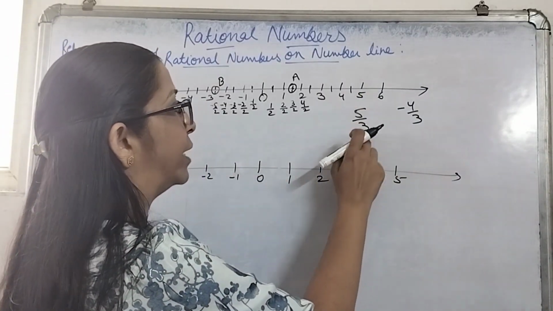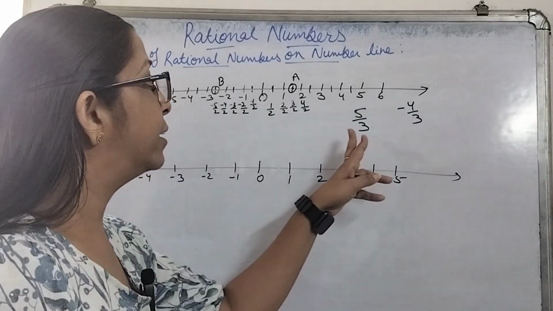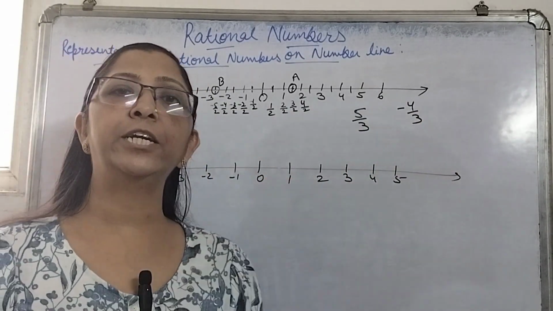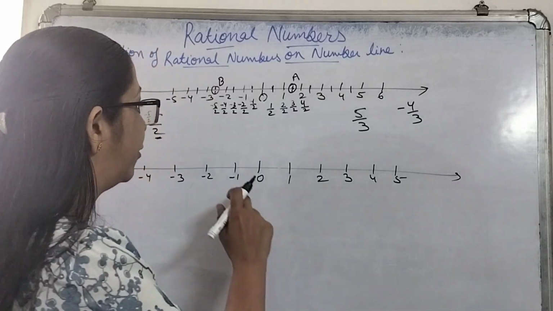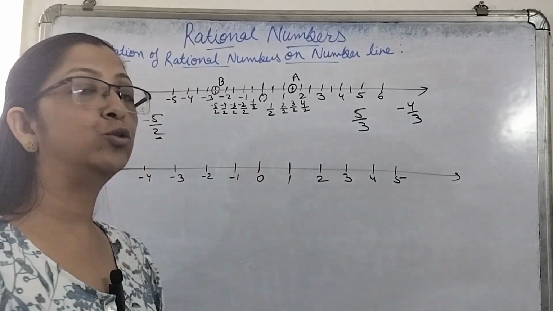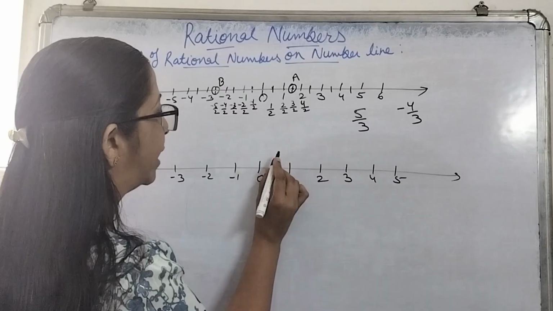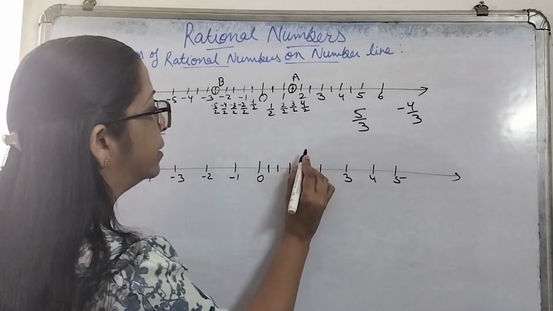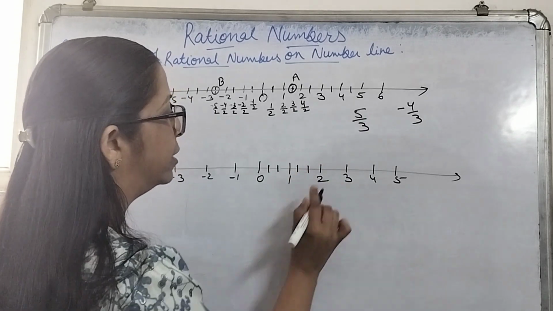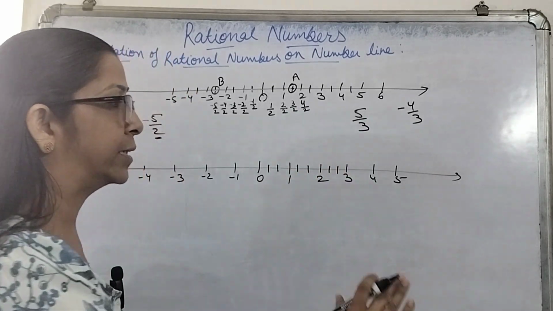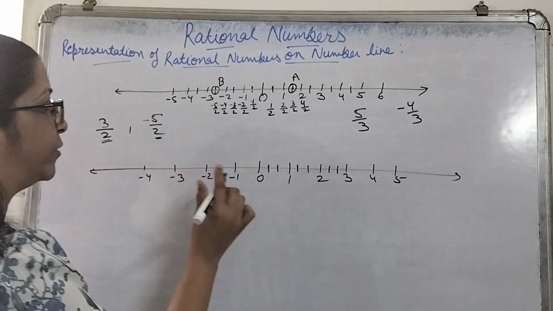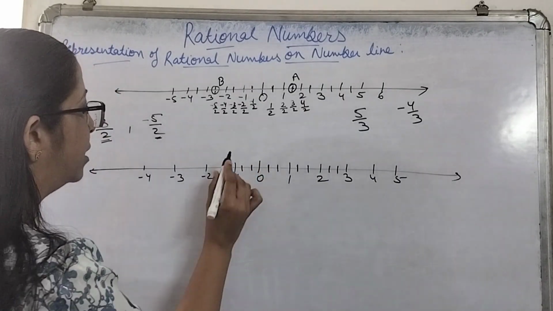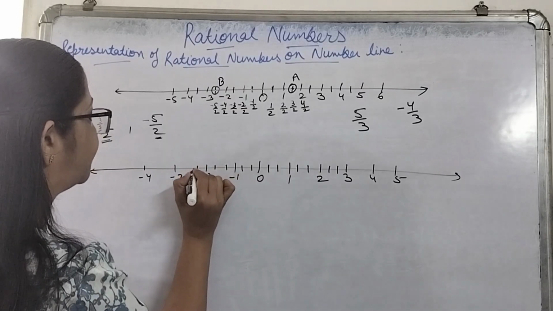Now we have to represent 5 upon 3 and minus 4 upon 3. Here the denominator is 3. That's the reason we will be dividing every unit distance into 3 equal parts. So 0 to 1 we are dividing into 3 equal parts. These are the 3 equal parts: 1 part, 2 part, 3 part. Then again 3 equal parts, then again 3 equal parts, like this we will be dividing. And towards the left even, again we will be dividing every unit distance into 3 equal parts. Like this we will be dividing it.